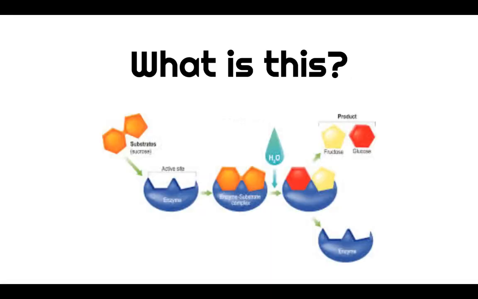What is this? Okay, it's a little bit blurry, but we can still see what's going on here. I have a substrate that is attaching to an enzyme in the active site of the enzyme where the activity happens. They're bound together. We add water. And then we have two separate products. One large thing goes in, two smaller things go out.